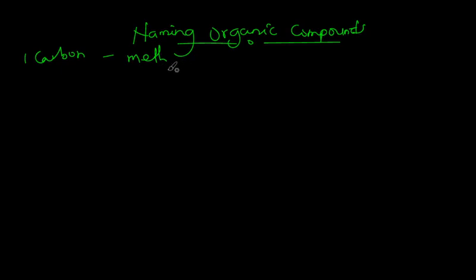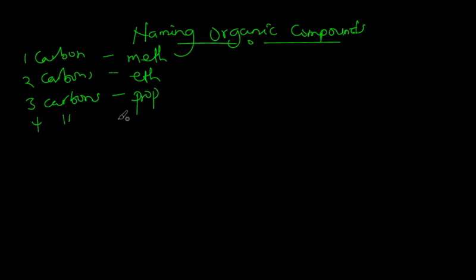The prefix is the beginning of the name of that compound. So two carbons, we have what? Eth. Now when we have three carbons, so the compound contains three carbons, we have what? Prop. Okay, so four carbons, we have what?